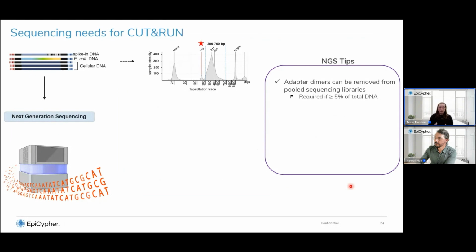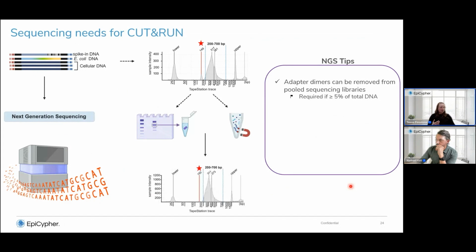Adapter dimers will need to be removed prior to sequencing if they comprise greater than 5% of the total DNA. But a quick size selection, bead cleanup, or gel excision can be performed once all the sequencing pools are pulled together. This will help exclude adapter dimers to ensure high quality sequencing data.